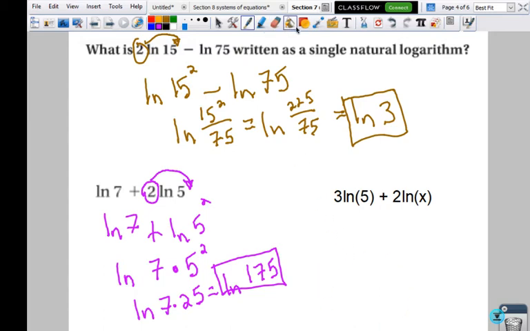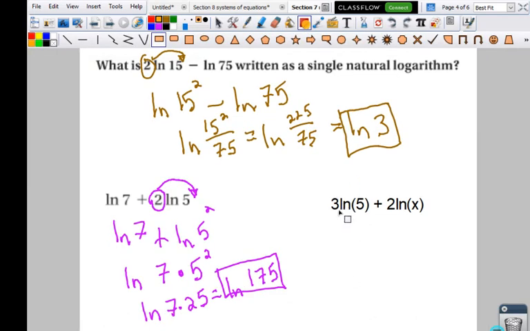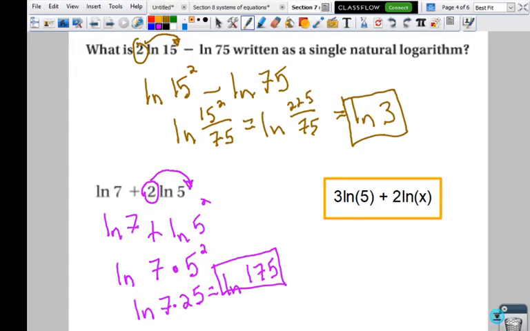All right, your turn. I want you guys to write 3 natural log 5 plus 2 natural log x as a single logarithm. So on your own, on your paper, write it like a single logarithm, single natural log.